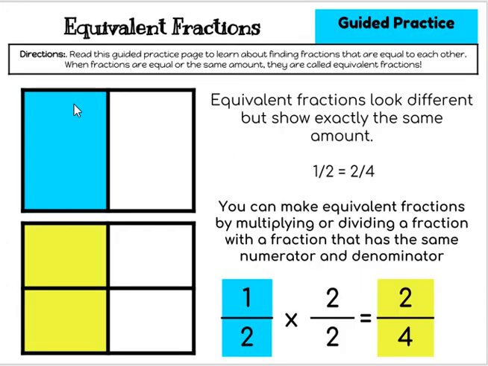So when we're looking at this, 1/2 equals 2/4. You would multiply 1/2 by 2. 1 times 2 is 2. 2 times 2 is 4. So 1/2 is equal to 2/4.